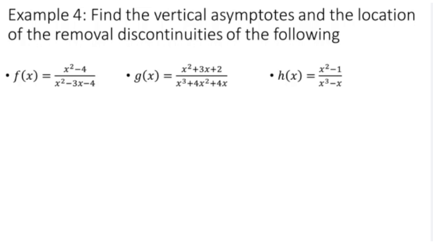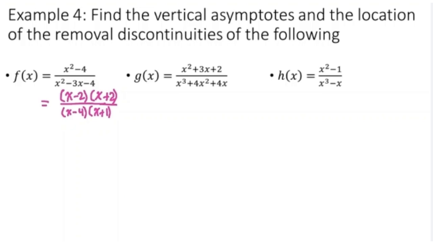Since we're trying to find the holes and vertical asymptotes of these rational functions, the first thing we want to do is factor the numerator and denominator and try to cancel all common factors. So x squared minus 4 factors to x minus 2 times x plus 2, and x squared minus 3x minus 4 factors to x minus 4 times x plus 1. Notice how there's no factors to cancel out.